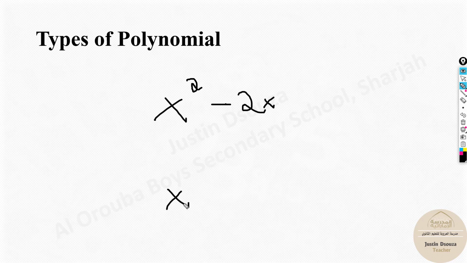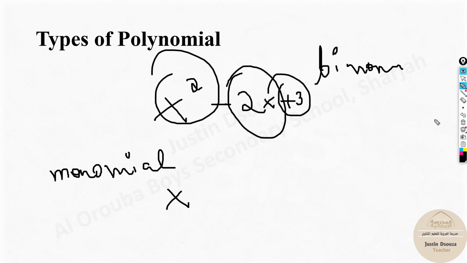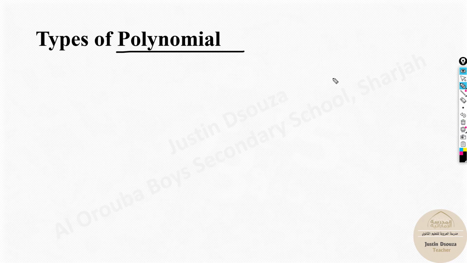Now, if I have a single term x, it's called a monomial. Mono, M-O-N-O, means single, one: monomial. If it is 2 terms like this, it's called a binomial. Bi means 2: binomial. And then if I add 3 over here, there are 3 terms altogether, x squared, 2x, 3, it will be a trinomial. If there are many terms, we just call it a polynomial, that's it. And there are various types.